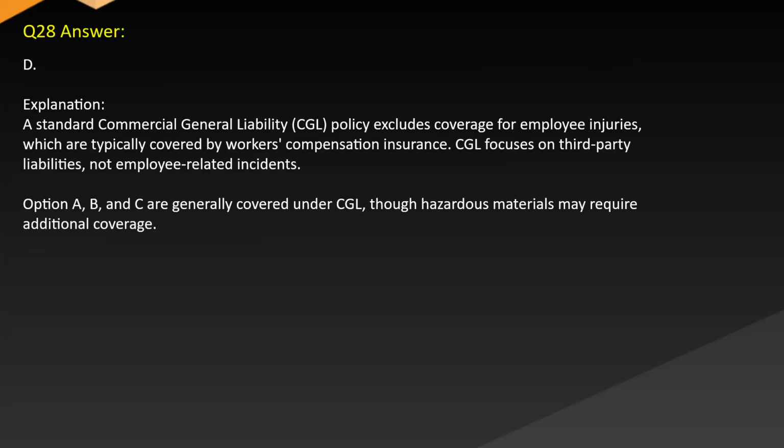Answer: D. Explanation: a standard commercial general liability (CGL) policy excludes coverage for employee injuries, which are typically covered by workers' compensation insurance. CGL focuses on third-party liabilities, not employee-related incidents. Option A, B, and C are generally covered under CGL, though hazardous materials may require additional coverage.